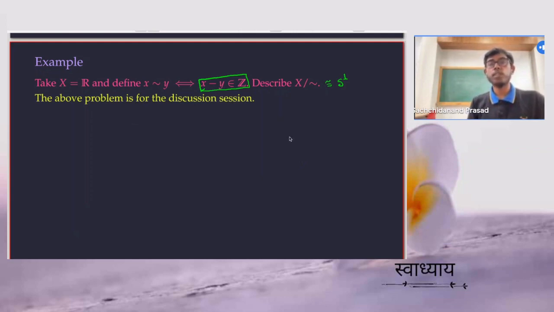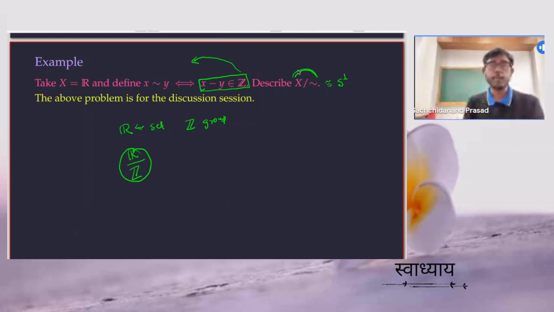Just to give you a flavor, we know that R is a group. If I consider R as a set and Z as a group, then Z acts on R. And R mod Z is precisely this quotient, not as a topological space, I am telling as a quotient group here. And we know from our group theory that this is also the circle as a group.